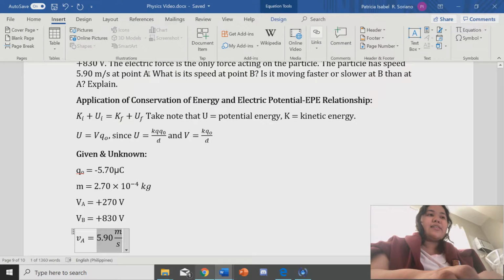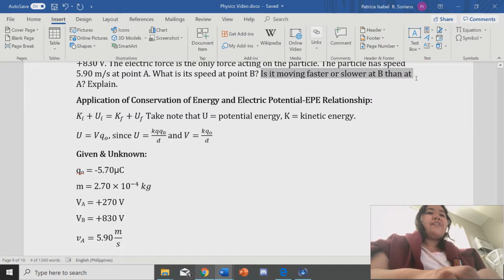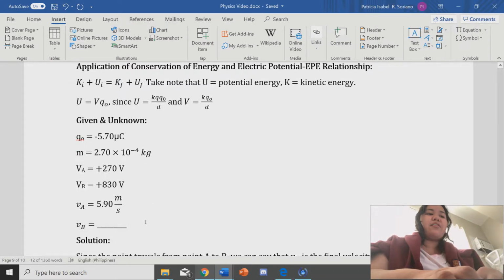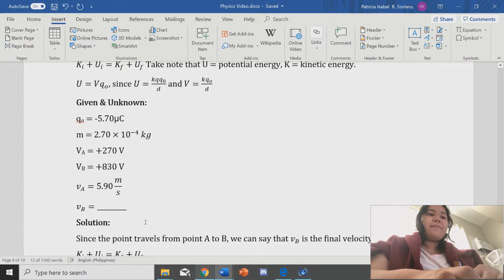5.90 meters per second at point A. And our unknown, as stated in this part of the problem, is VB. It's simply the speed at point B. It's kind of like our final velocity for this problem. And we also need to explain if it's moving faster or slower at point B and why. So we've identified our given and we've also identified all of our unknowns. So let's head to our solutions now.